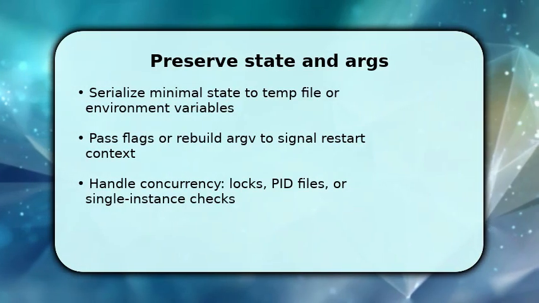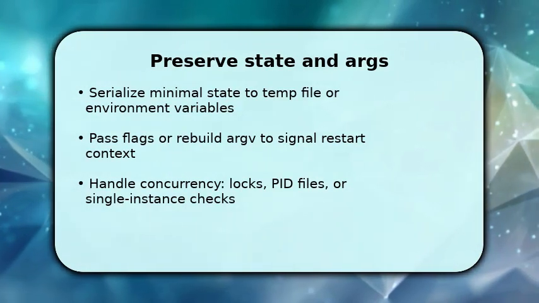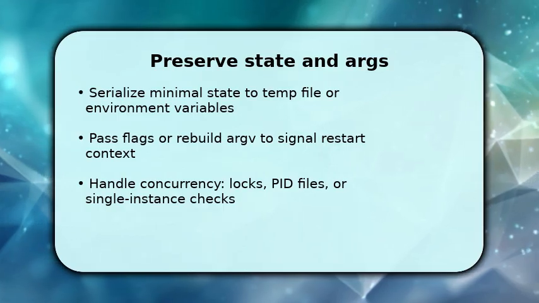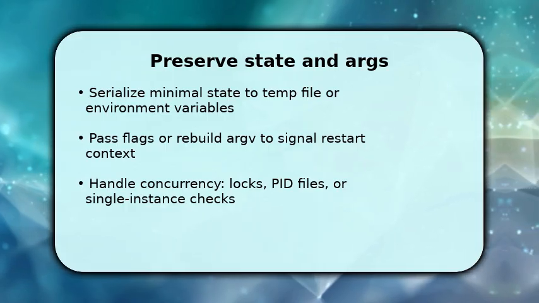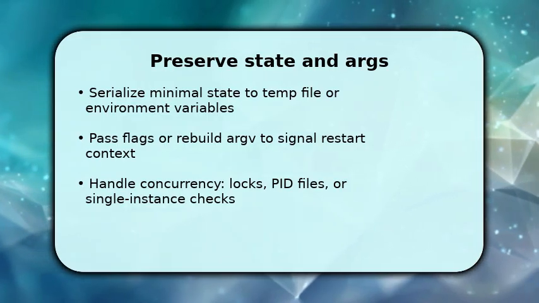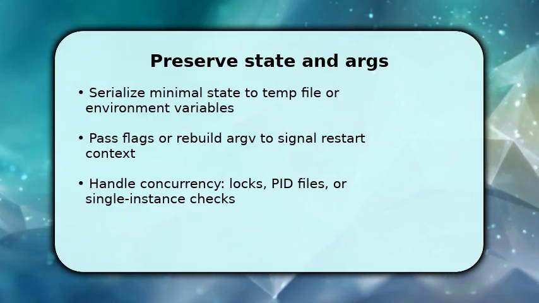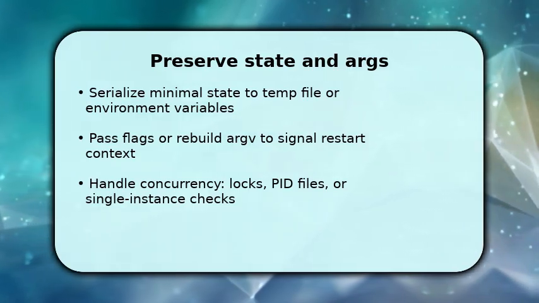You now handle the middle complexities. Serialize only the essential program state, small dicts, positions, or flags to a temp file or environment variable before exec. Once done, rebuild argv to include a restart marker so your startup code can restore or skip initialization steps.